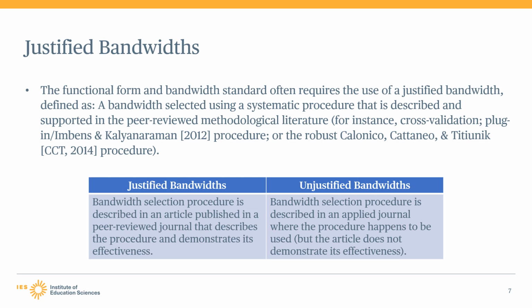Other bandwidth selection procedures are justified if they are described and supported in the methodological literature. For example, a procedure would be considered justified if it were described in a peer-reviewed journal article that describes its procedure and demonstrates its effectiveness. In contrast, any bandwidth selection procedures without methodological support would be considered an unjustified bandwidth. For instance, if an applied journal article simply described the bandwidth selection procedure, but did not empirically demonstrate its effectiveness.